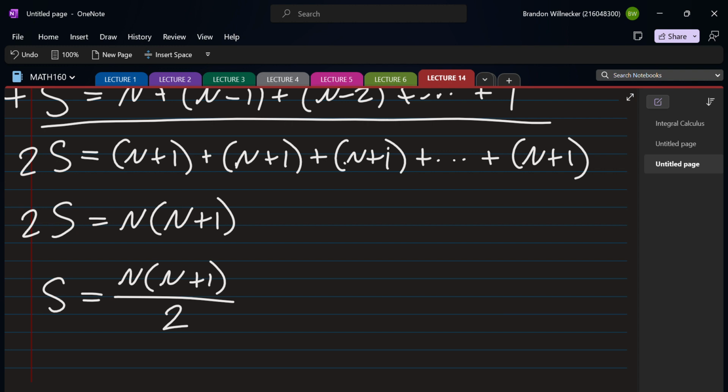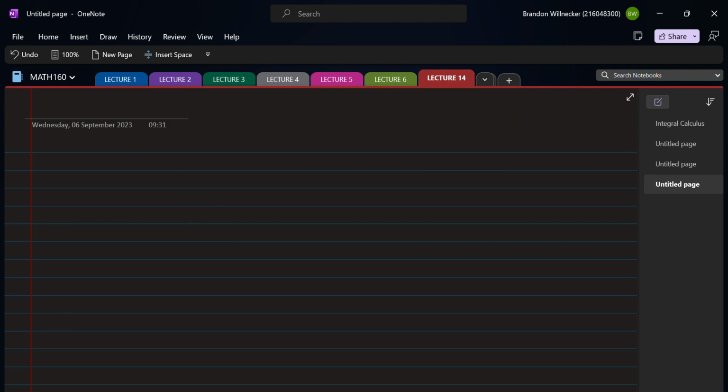Anyone confused with this? Okay, so let's try to do a simple example.